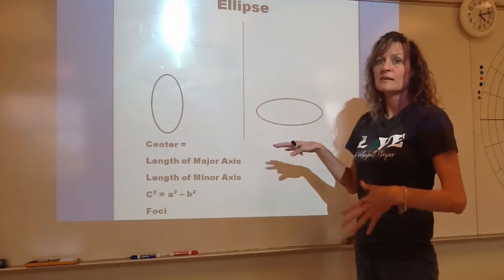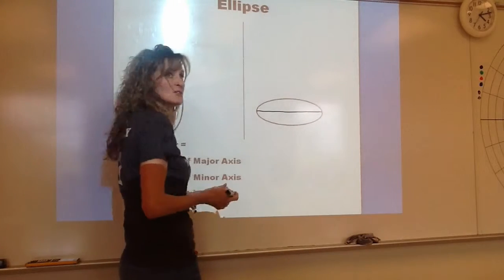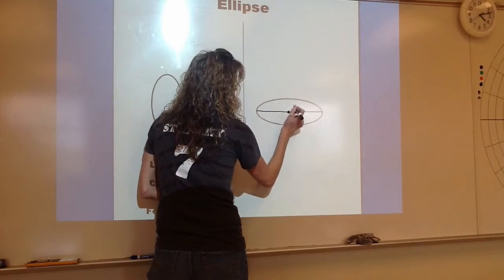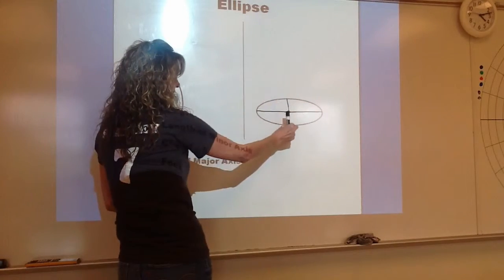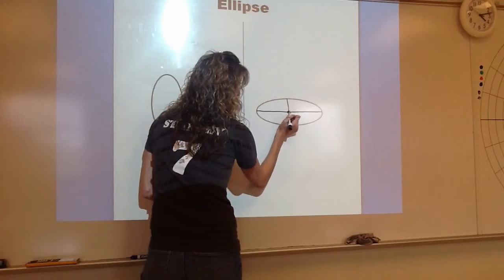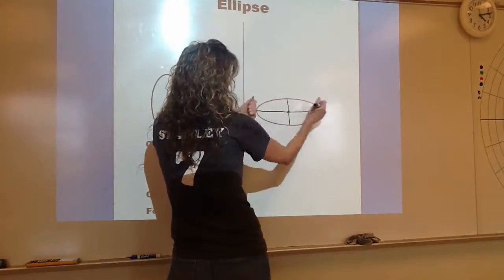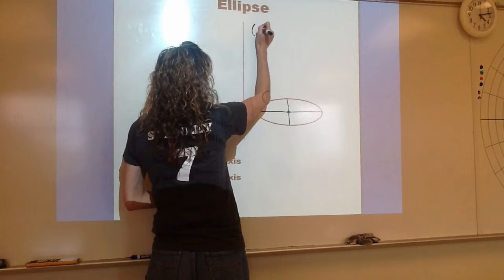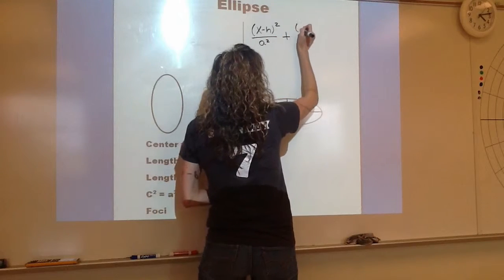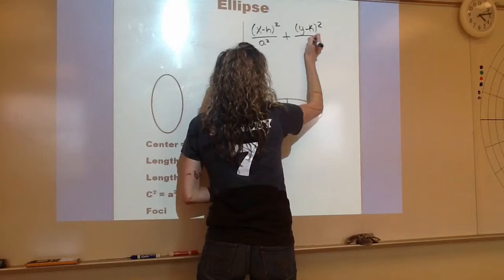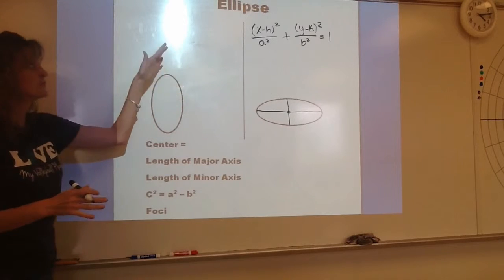So let's start with the horizontal, because that's where my major axis, which is the longest distance through the ellipse center, is horizontal, and then the minor axis is vertical. So these are two lines that go through the center of the ellipse. If this is stretched horizontally, then the formula looks like x minus h squared over a squared plus y minus k squared over b squared equals 1. And I'm going to talk about the variables a little bit more in a second.